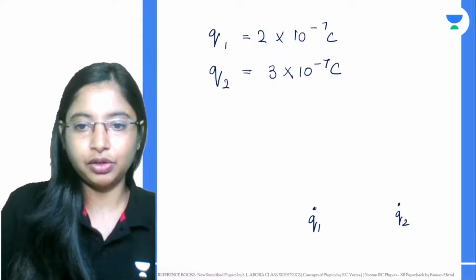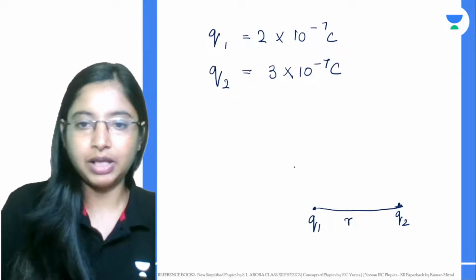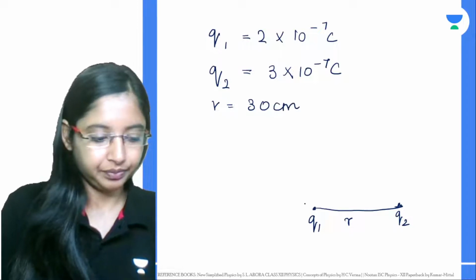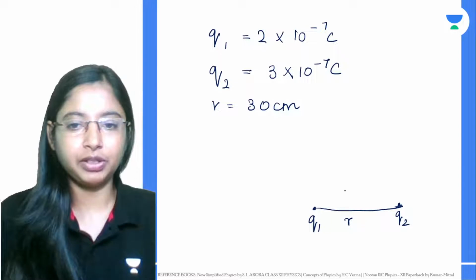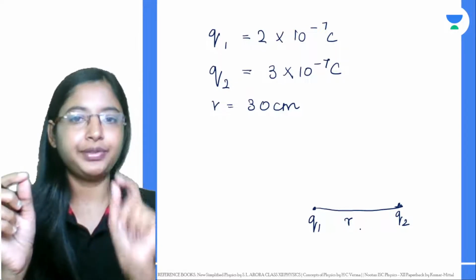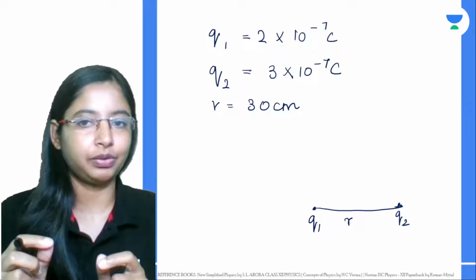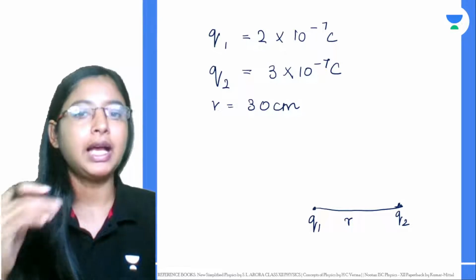Now these two charges are separated by a distance, and let's denote that distance by R. This R is given as 30 centimeters. And the entire system is kept in air. Two charges, one has a charge 2 into 10 to the power of minus 7 coulombs, another has a charge 3 into 10 to the power of minus 7 coulombs, and they are separated by a distance of 30 centimeters, and they are kept in air.